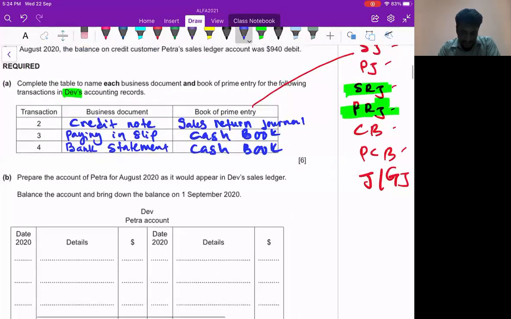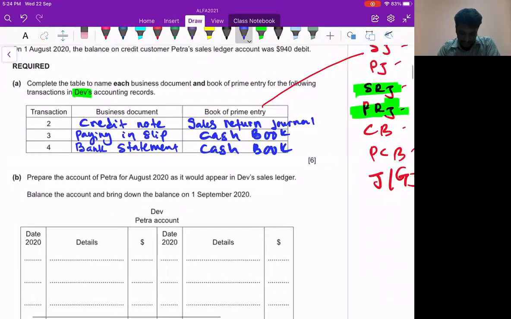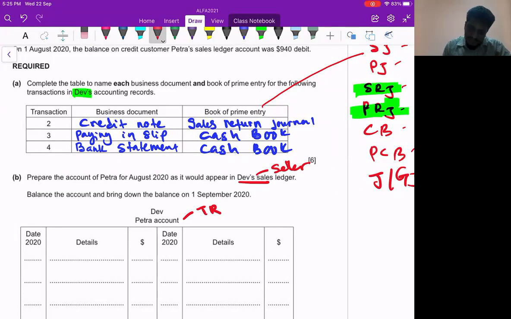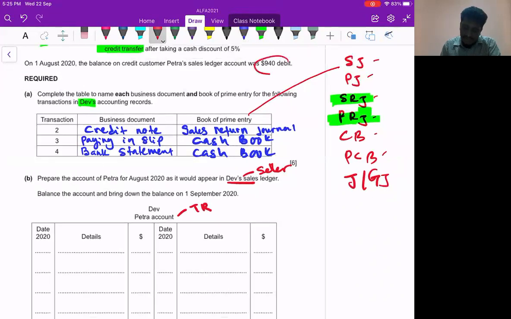Prepare the account of Petra for August 2020. It would appear in the sales ledger. So is Petra my trade payable or trade receivable? Trade receivable. Petra is my trade receivable because I'm the seller. Dave is the seller, which means Petra is my trade receivable. So I'm going to prepare the trade receivable account. In the trade receivable account, there is a balance of 940.